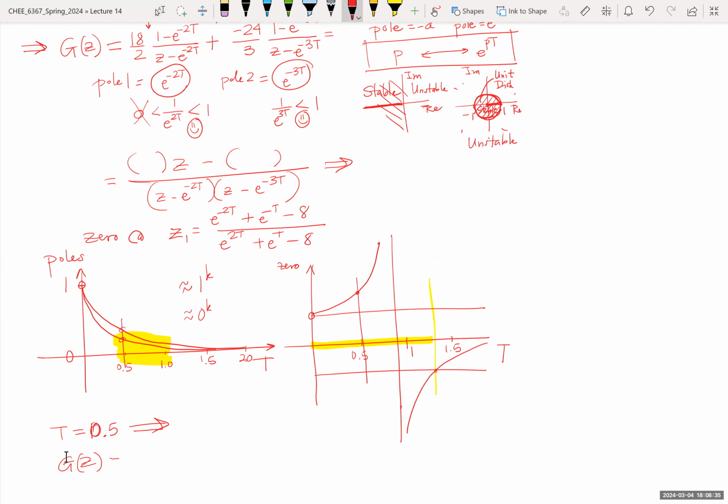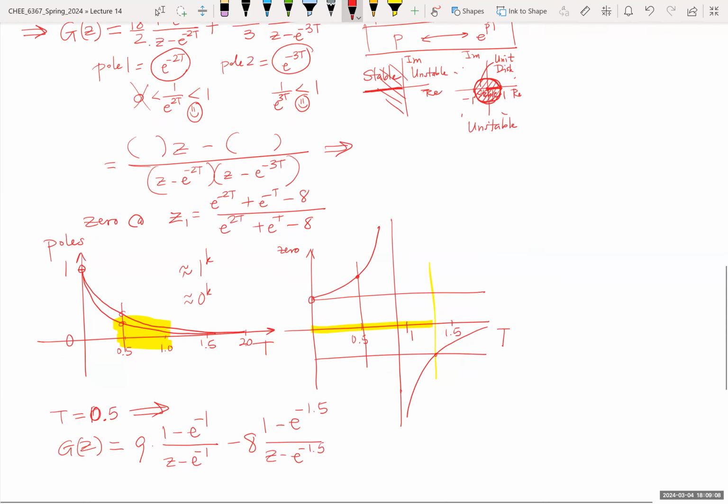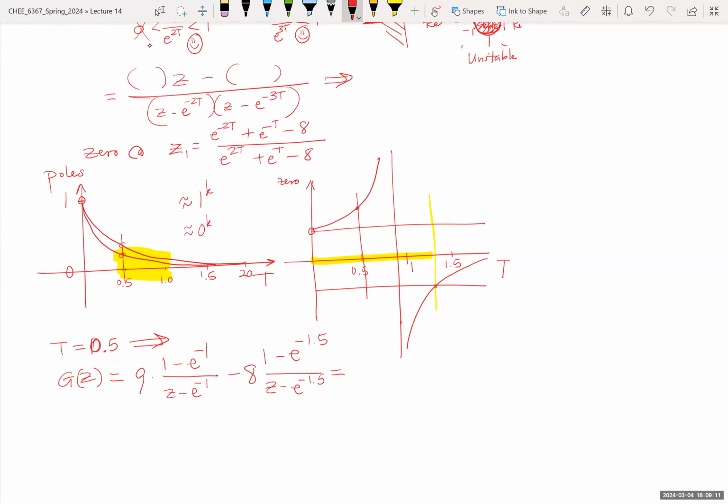Okay, so G of Z from up here is going to be 9 times (1 minus e to the minus 1) over (z minus e to the minus 1), plus, minus, let's say, 8 times (1 minus e to the minus 1.5) over (z minus e to the minus 1.5). Somebody with a calculator can help me with these numbers?